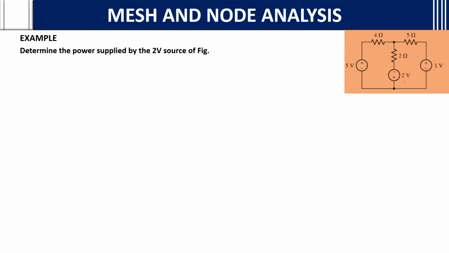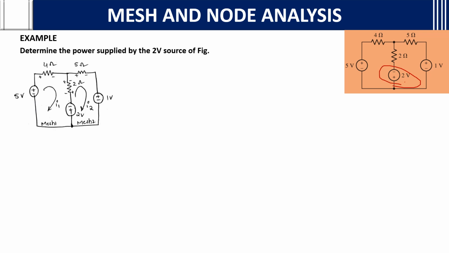Determine the power supplied by the 2 volt source. This 2 volt source, how much power it is supplying we need to find. We'll see how. Initially, consider the circuit in the same way and consider this as mesh 1, mesh 2, as it is. We are doing mesh analysis, and consider the currents I1 and I2 in the clockwise direction so that it will be easy for you.